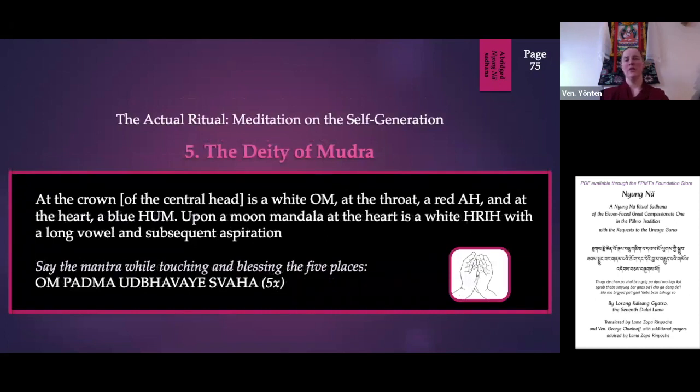At the crown of the central head is a white Om. At the throat, a red A. And at the heart, a blue Hum. Upon a moon mandala at the heart is a white Hri.